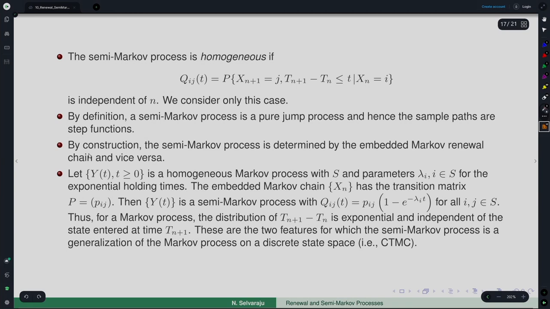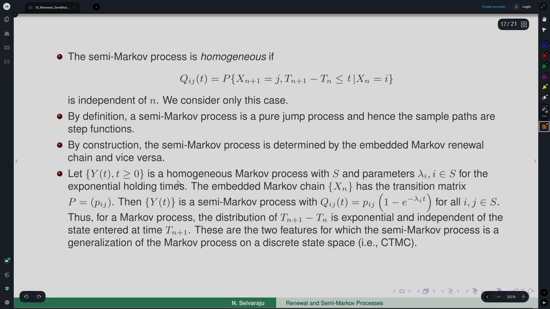Now, by construction, the semi-Markov process is determined by the embedded Markov renewal chain and vice versa. So, if you know the semi-Markov process, then you know the corresponding Markov renewal process, or if you know the Markov renewal process, then you know the corresponding semi-Markov process. That is why they are related to each other.